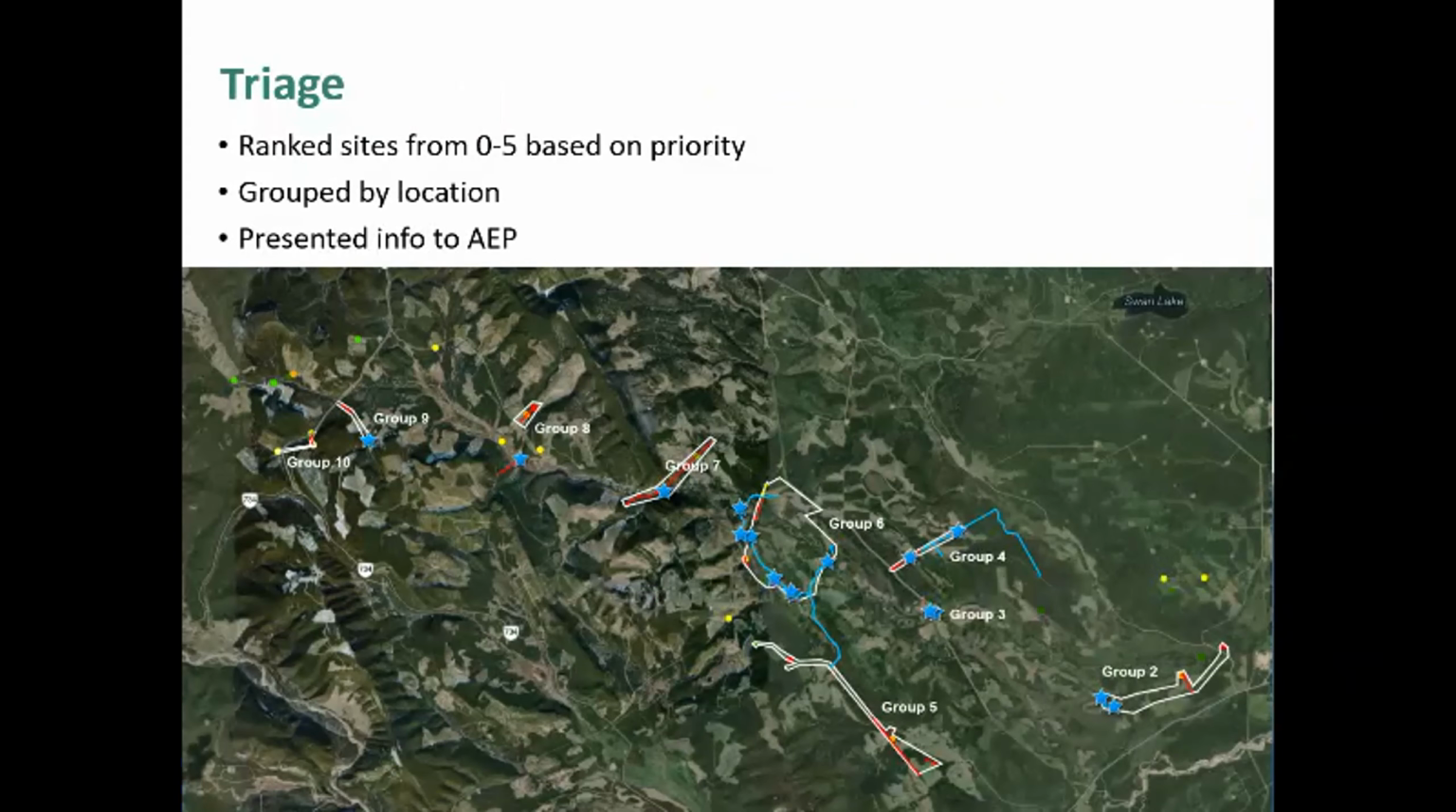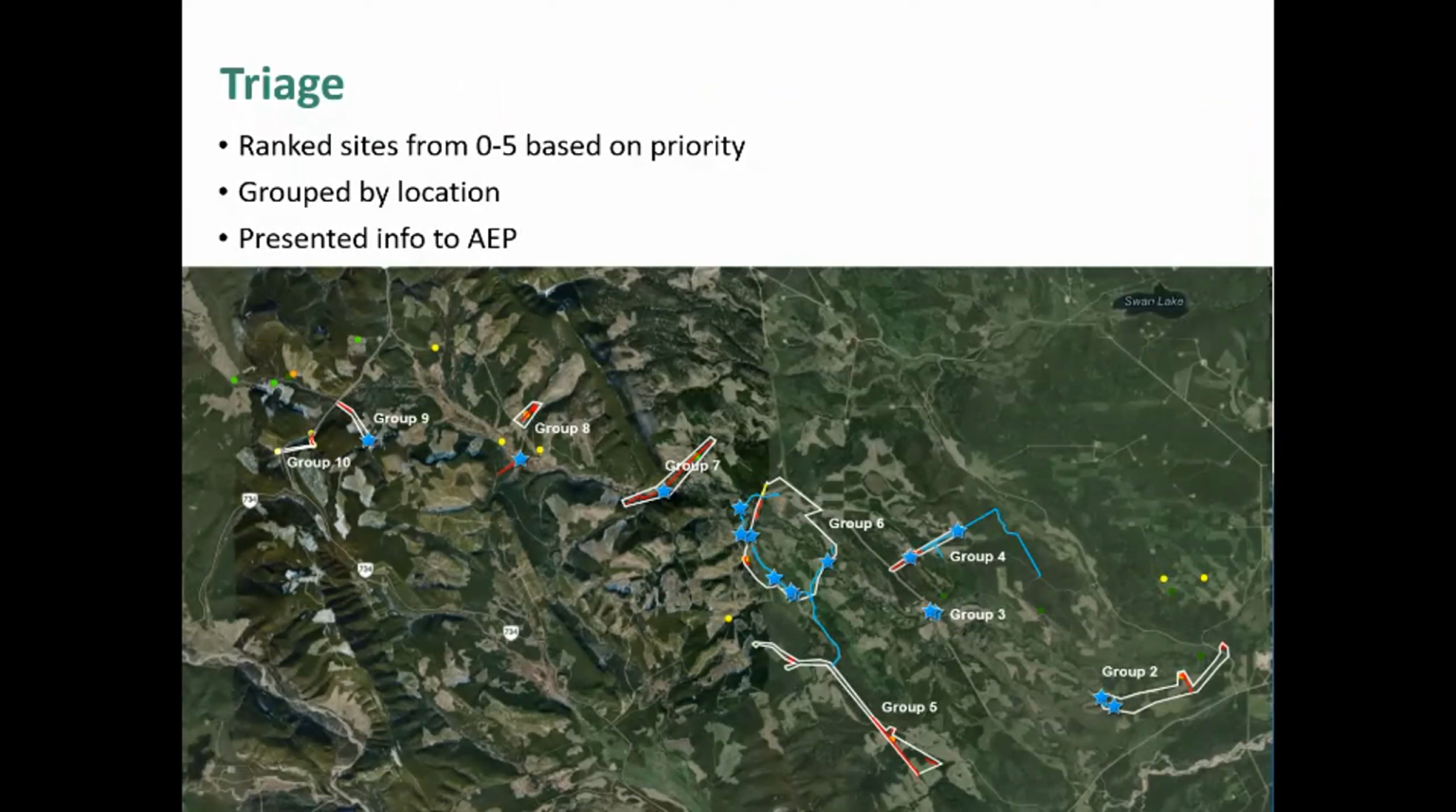After all of this field work, we went back to the office to do some triaging. So we took all of the info that we collected on site and ranked each site on a scale of 0 to 5, with 0 being no action needed and 5 being high urgent action needed.